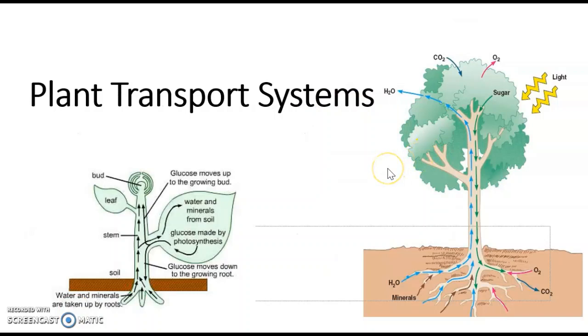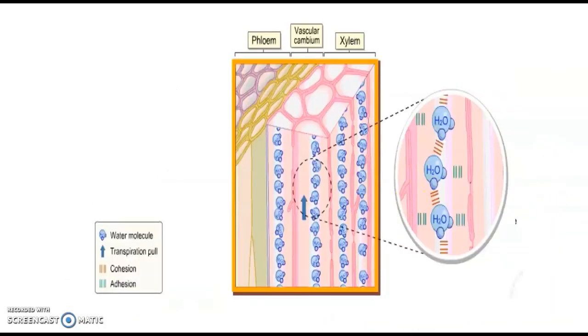Now we shall move on to the discussion on plant transport system. Plants have two transport systems, xylem and phloem. Xylem transports water and minerals, while phloem transports sugar and amino acids, which are dissolved in water. The xylem transports water and minerals from the root up to the plant stem and into the leaf.